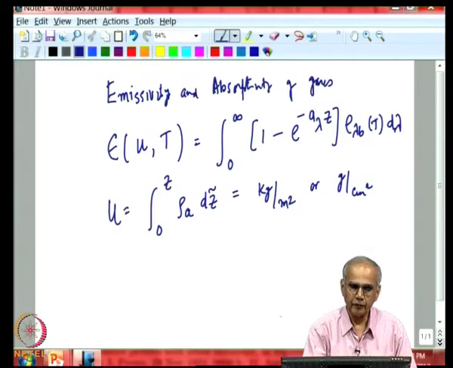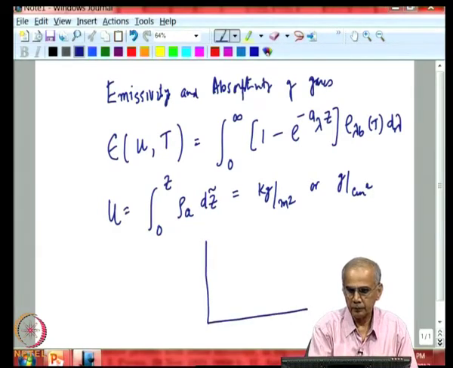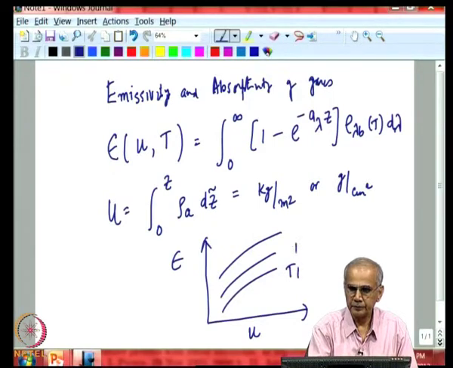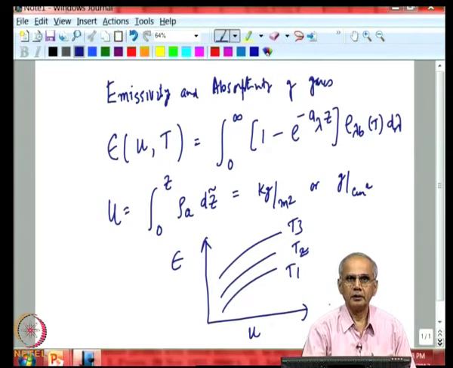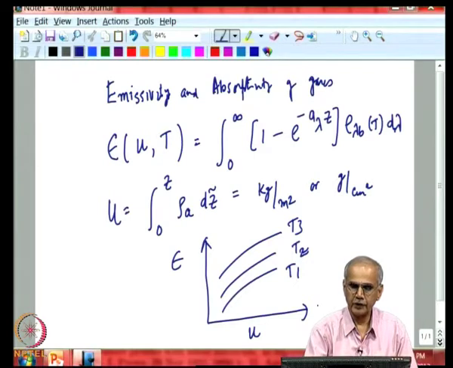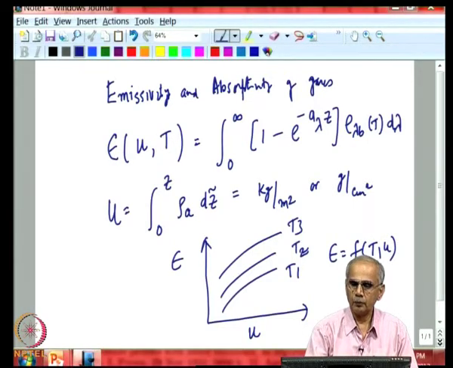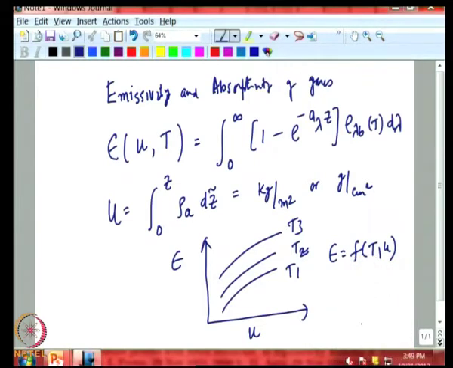So, if somebody can provide information about how this emissivity varies with path length for different temperatures, then we can fit a function. So, we can make epsilon a function of temperature and u, and once this quantity is specified and available to you, you can then utilize this in solving the actual problem in radiation heat transfer.